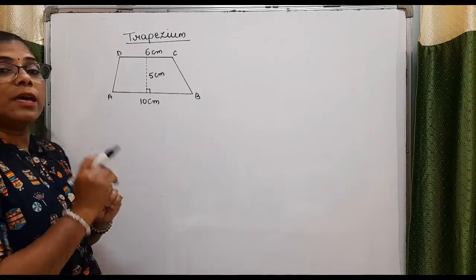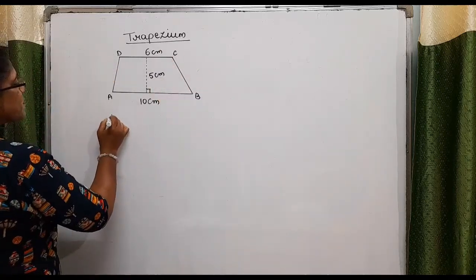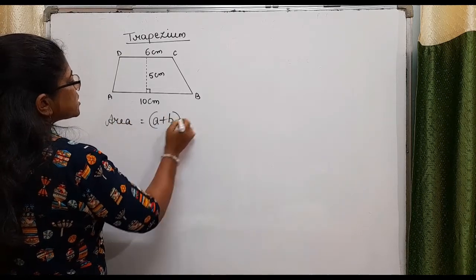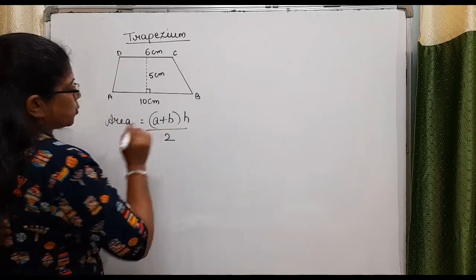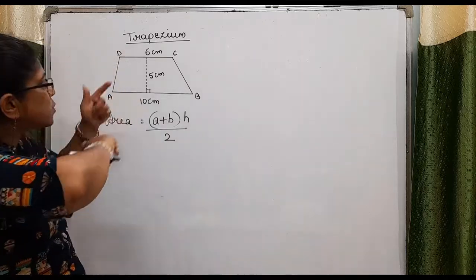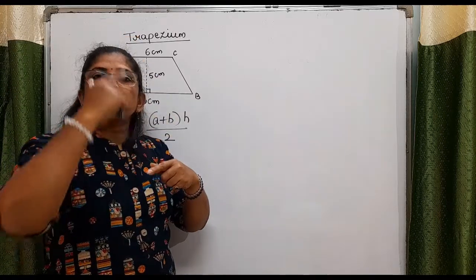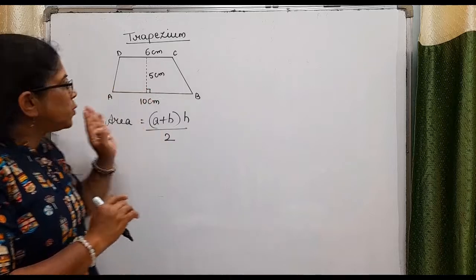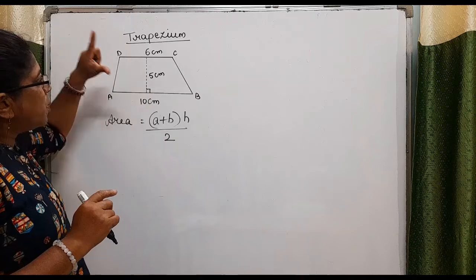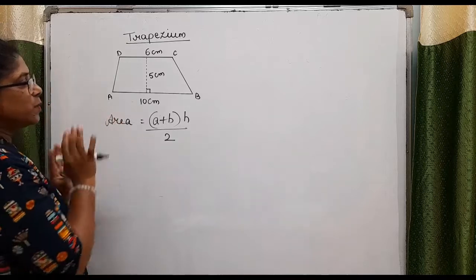Now, how to find the area of this trapezium? Even for this, we have one simple formula. Area of trapezium is (A plus B) into H upon 2. Now here, A and B are the length of these parallel sides. The two parallel sides we have in trapezium. So A and B are the length of these two parallel sides. You can consider any one side as A and the other side as B, and H is the perpendicular distance between these parallel sides.